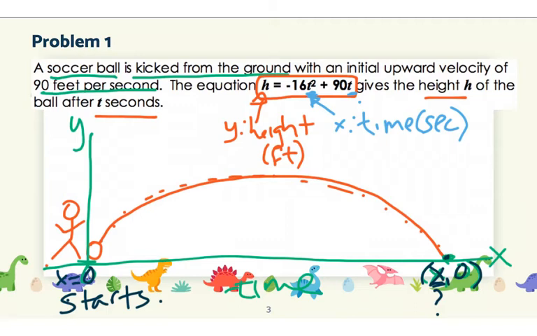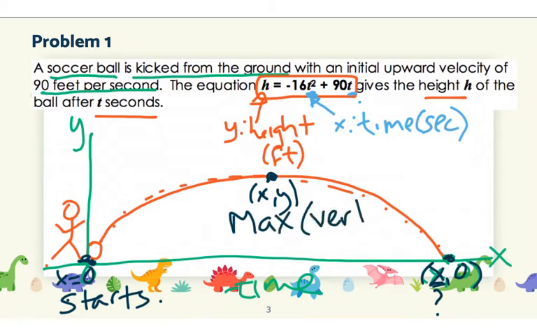These are what we call our roots or solutions. And then the highest point right here, remember, is what we call the vertex. That's an x and y point, neither of which should be 0. And this is my maximum. I say maximum because it's your highest height. If it was your lowest point, it would be the minimum.